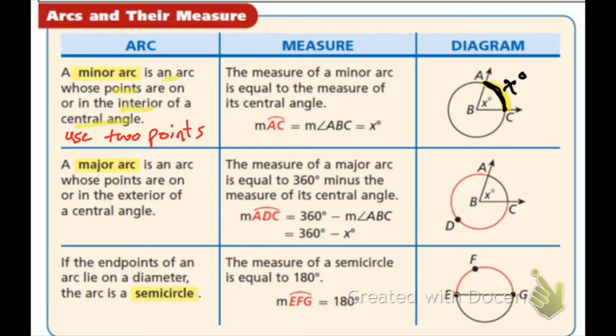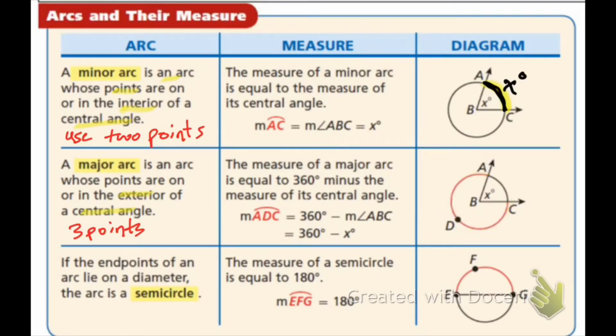Now a major arc, we're going to use 3 points to name it, and it goes on the exterior of the central angle, or on the outside. You can kind of think the outside of the central angle. So here's my central angle. The major arc is going to go out here. So that's the major arc.